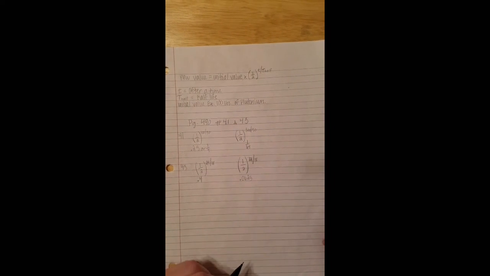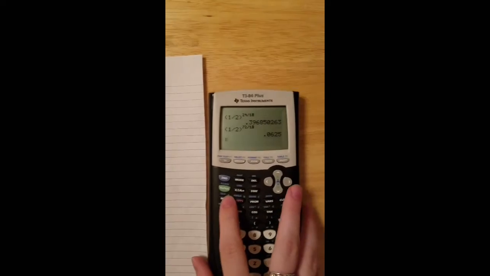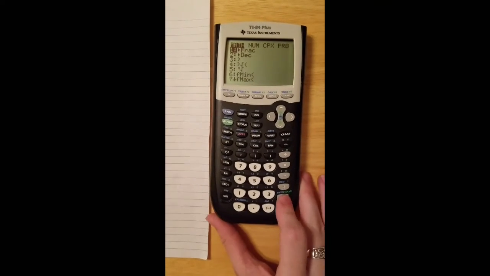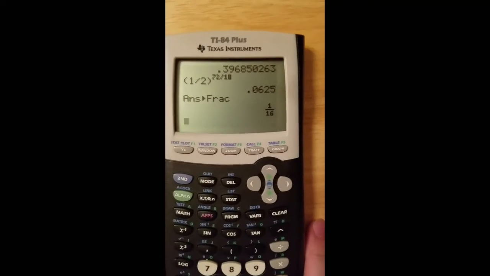And again, if you would want to put those answers into fraction form, you would push the math button and then enter on number 1, which is fraction, and enter again, and it gives you the fraction form of the answer.